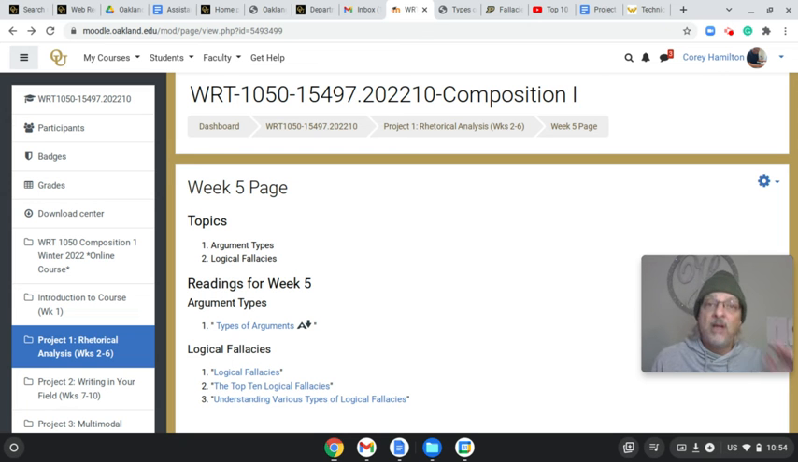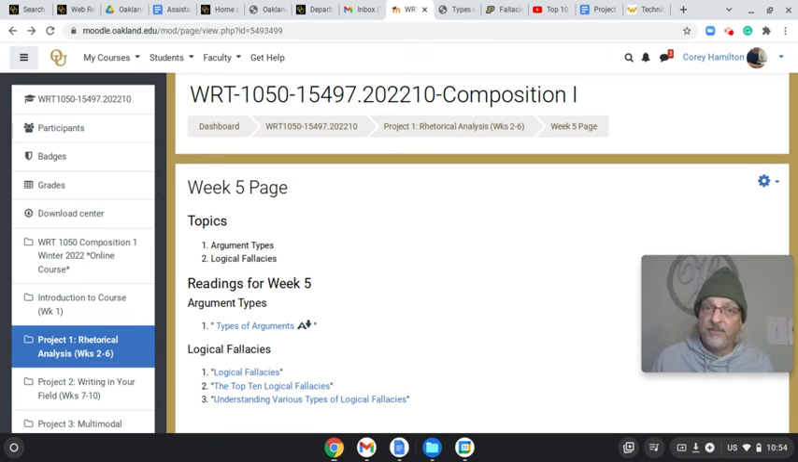Recall from the rhetorical analysis assignment sheet, we start off introducing, giving a little bit of a background of our article. We then go right into the rhetorical situation, and part of that is what are the argument types. And even when we get to the logos section and we're looking at what kind of reasoning is being used, we may reference the argument type. We may also see logical fallacies. Oftentimes we see logical fallacies in these types of articles.